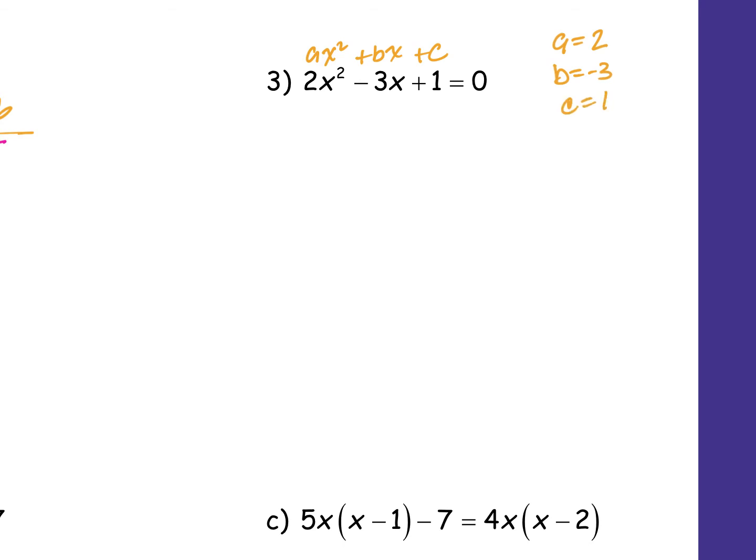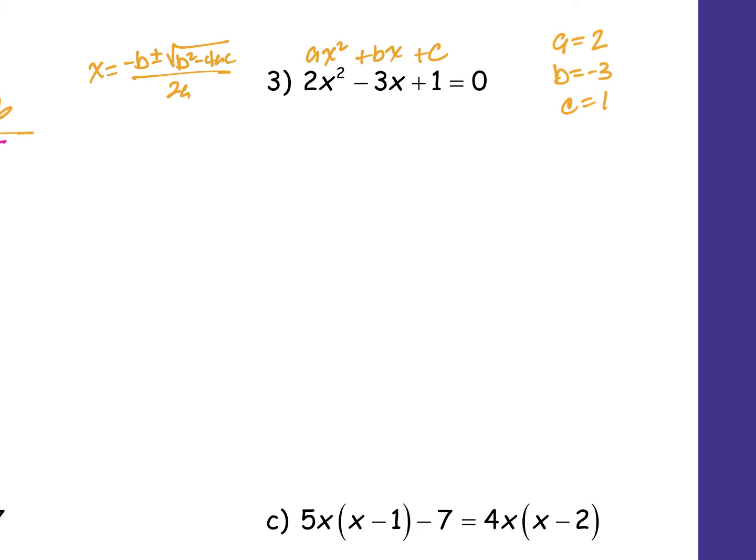Questions on that? Is everyone okay with finding a, b, and c? Notice everything has to be on the same side of the equal sign. Now I'm going to take it and plug it into the quadratic formula. I'm going to write that over here. x equals, what does x equal? Negative b plus or minus the square root of b squared minus 4ac all over 2a. So I'm just going to take a, b, and c and plug them into that equation.